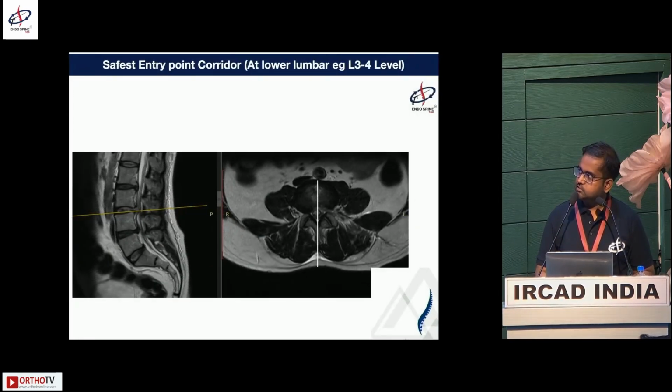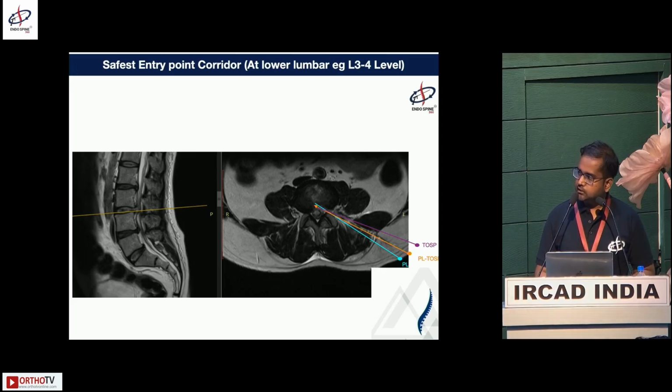And if we consider the lower lumbar levels, which are the common pathologies, the safest entry point corridor is the posterolateral through the TOSP entry. So this is the common corridor in which we usually work, from PL to TOSP.